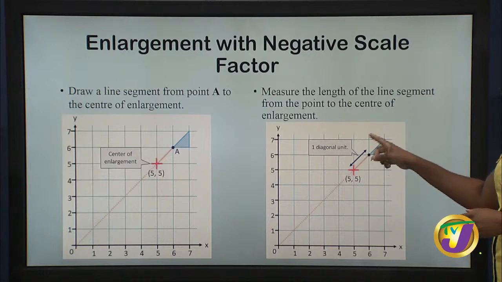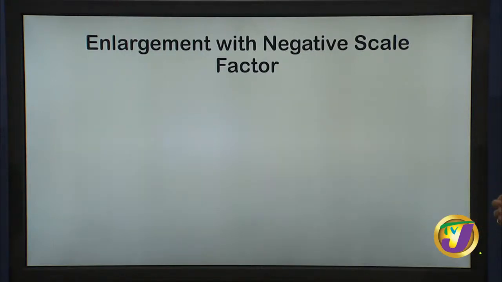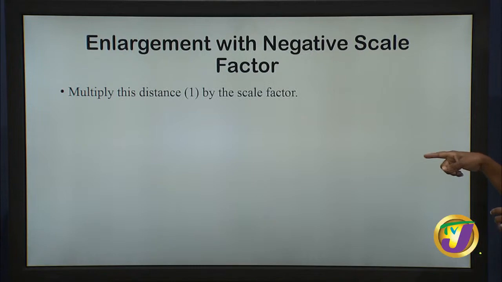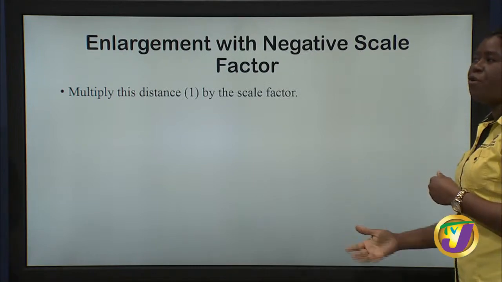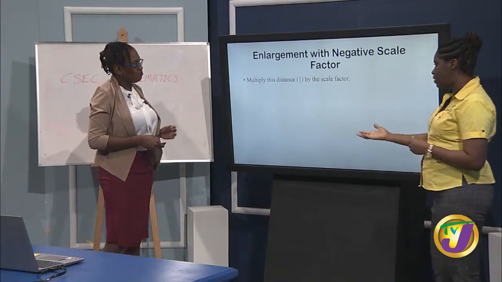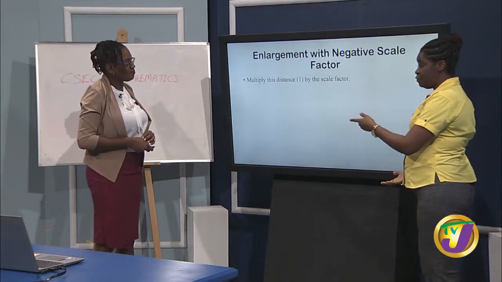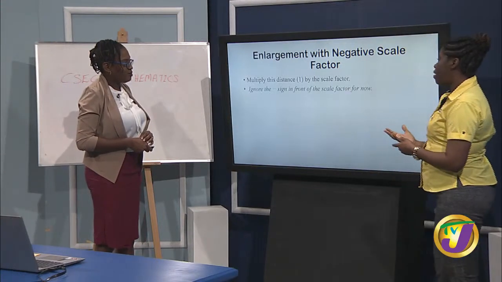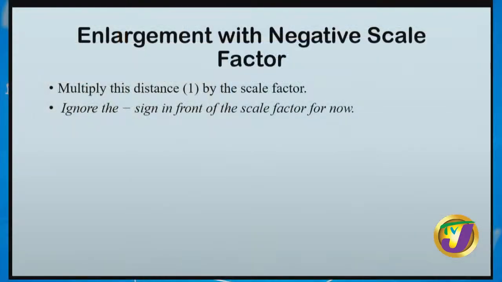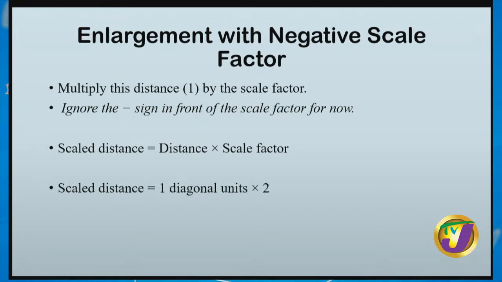And when we measure that length, it would be 1 unit from A to the center of enlargement. And as we were doing before, multiply this length by the scale factor, which was -2. However, the distance was 1, so we're not going to use the negative sign. We're just going to work with the number itself, the size, not the direction. So we multiply the distance by the scale factor, and that gives us 2.